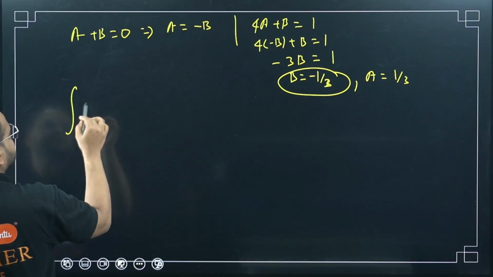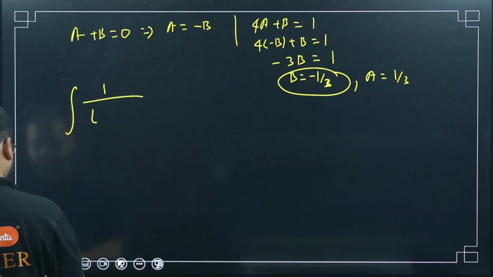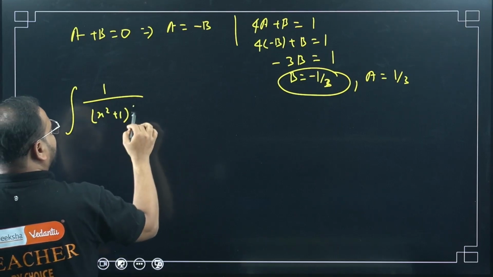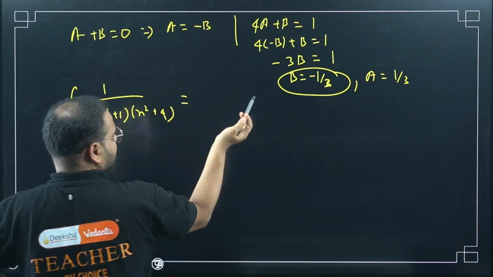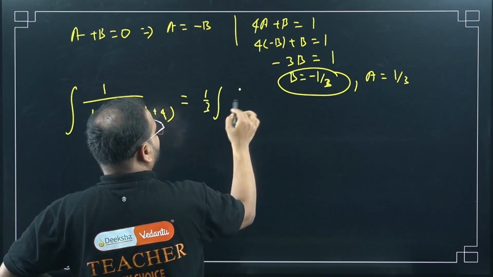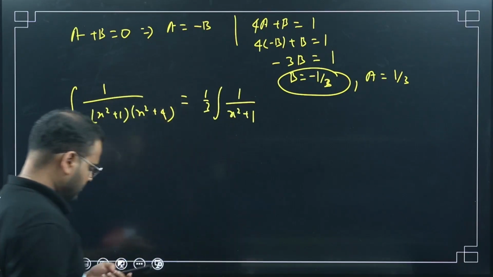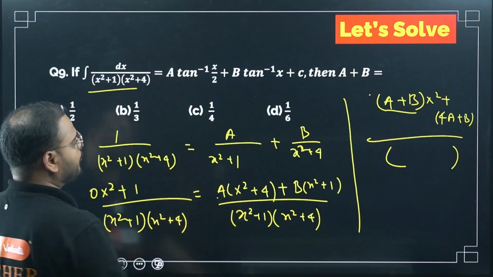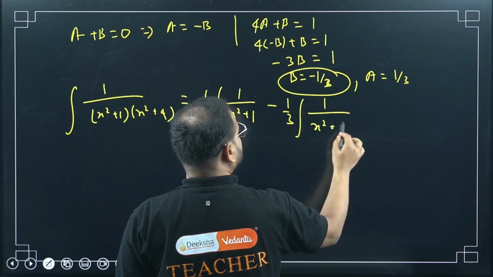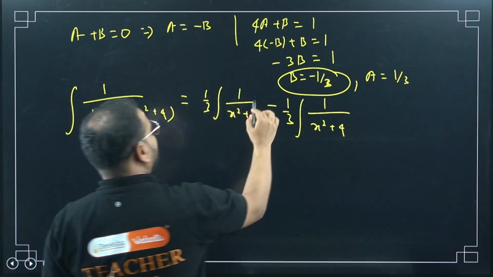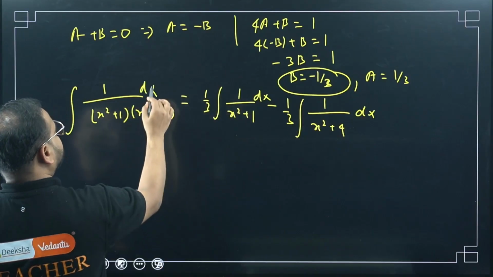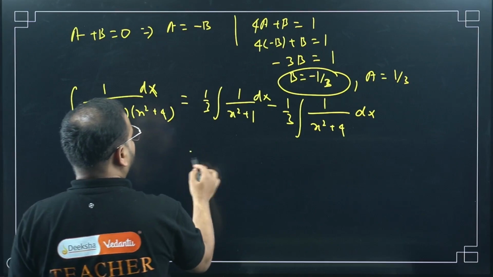So I'll write the integration of 1 upon x square plus 1, x square plus 4. 1 upon x square plus 1 times x square plus 4 can be written as partial fractions. What is it? 1 by 3 integration of 1 upon x square plus 1. Have a look, x square plus 1, and for b, minus 1 by 3 integration of 1 upon x square plus 4, right? So on both sides I have to write dx. Now if you integrate this, what am I going to get?